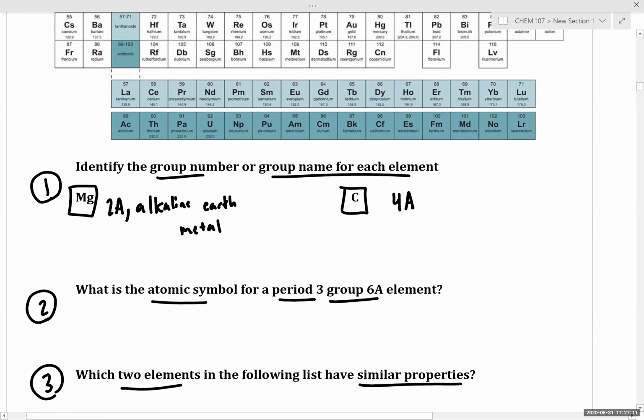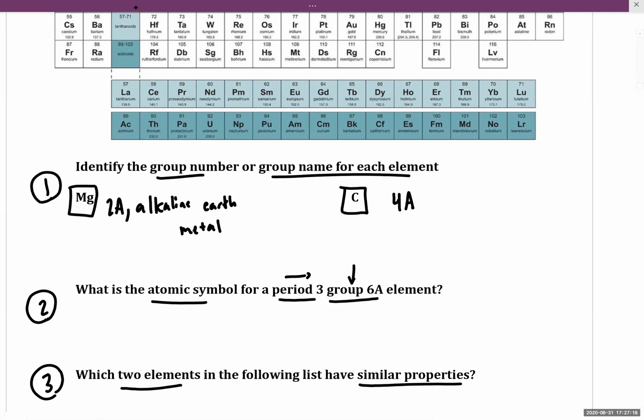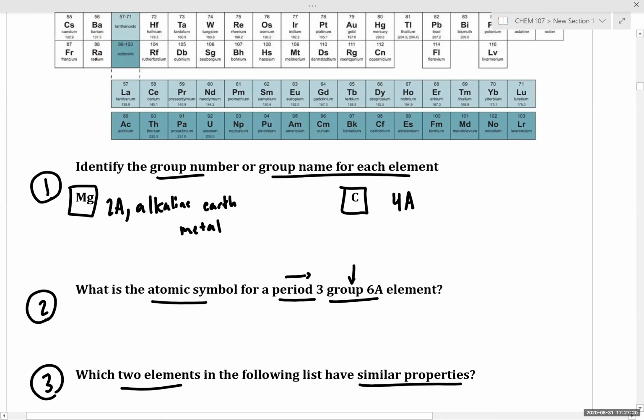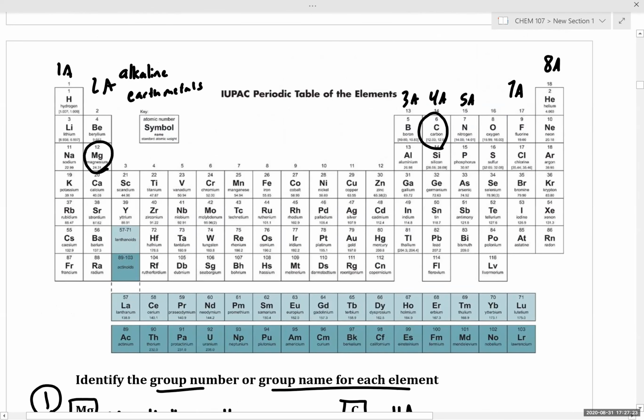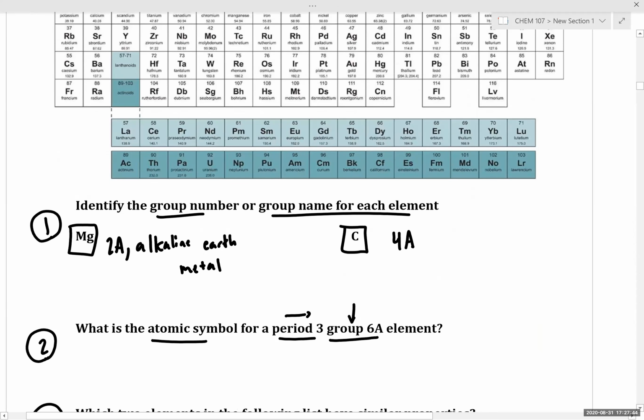So now for the atomic symbol for a period 3 group 6A element. So we're looking for an element in the 3rd row and the 6th column. So 1, 2, 3. So we have period number 3, and then group number 6A. And that in turn gives us sulfur. So it's in the third row, sixth column, period 3, group 6A. That gives us sulfur.